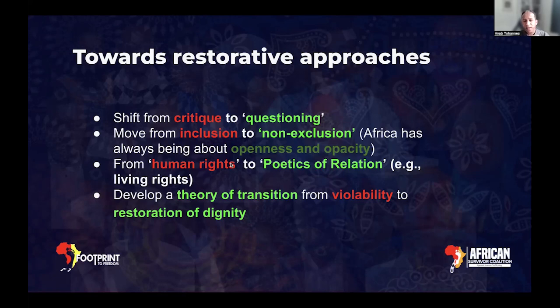And it's also a very critical time to think about the theory of transition, the period of transition from violability to restoration of dignity. What do we think when we talk about, for example, the coalition's vision, a theory of change? What does the theory of change look like? How do we move from a position of violability and explaining and performing that victimhood or violability to a position of restoration of dignity, where we speak from a position of dignity, where we relate to each other from a position of dignity?